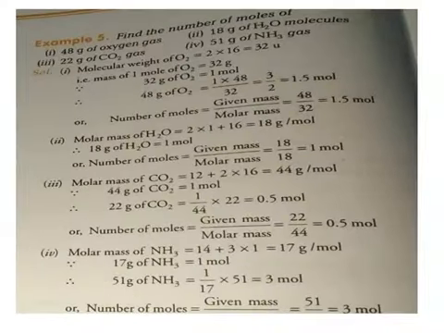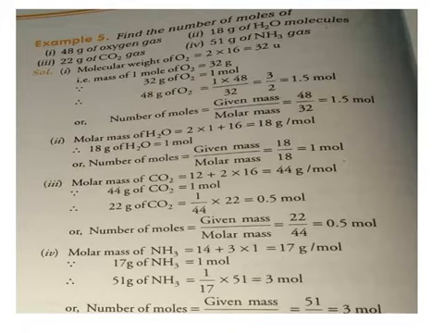Now let us go on to the next type of problems. See the problem here. Find the number of moles of 48 grams of oxygen, 18 grams of H2O molecules, 22 grams of carbon dioxide gas, and 51 grams of nitrogen gas. Children, in this type of problems, you are given the mass and you are asked to find out the number of moles. So just apply the formula: number of moles is equal to given mass by molecular mass.